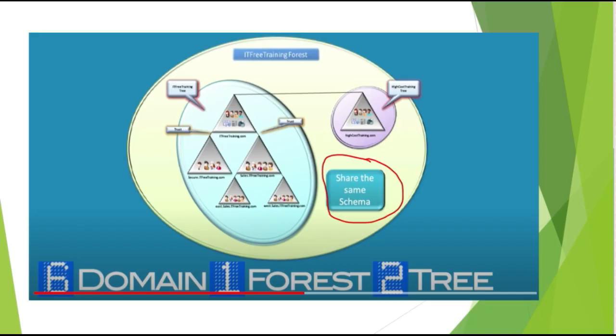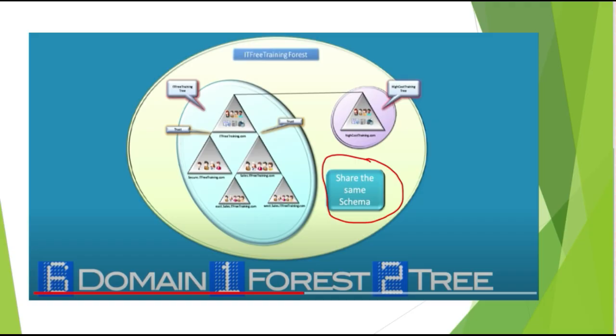This could be a particular schema for their Active Directory. So it's called the IT Free Training Forest, which is at the root level. And they divide their organization into 6 domains. So we have the itfreetraining.com, we have the secure.itfreetraining.com, sales.itfreetraining.com, and so on. So we have here 1, 2, 3, 4, 5, 6.